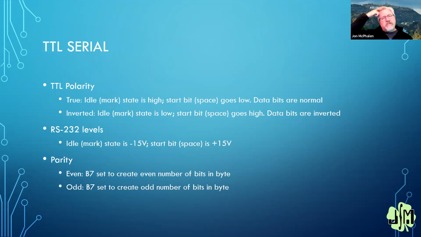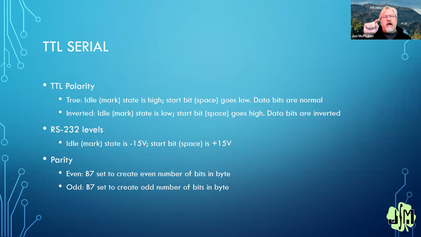So in TTL, which is our 0 to 3.3 or 0 to 5 volts, there are 2 modes that we worry about when we're connecting to things: true, which is the normal mode, and inverted. In true mode, the idle or resting state of the transmit line is high. In the Propeller 2, that would be 3.3 volts. When we start a transmission, that line goes low. This is called the start bit. The width of that bit is determined by the baud rate. After that bit, there are going to be 8 data bits.